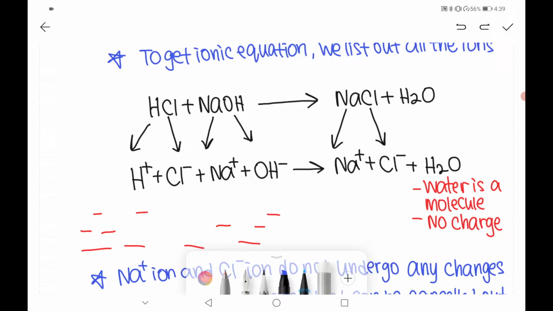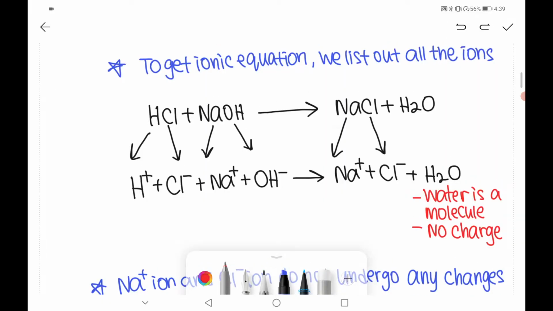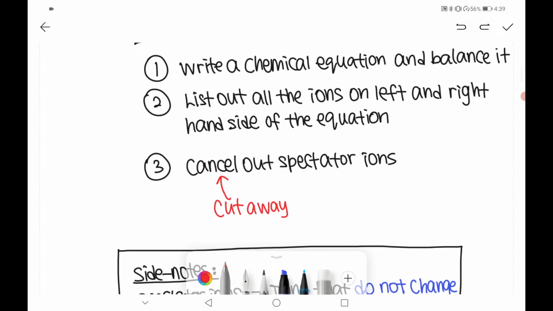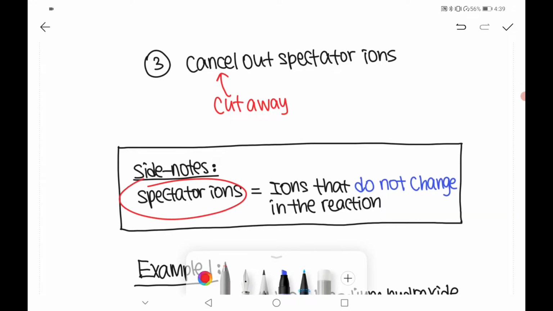So now we already list out the charge on the left hand side and the right hand side of the equation. Okay, so what is the last thing? The last thing, we can cancel out the spectator ions. So let's do it. So again, what is a spectator ion? Any ion that does not change.